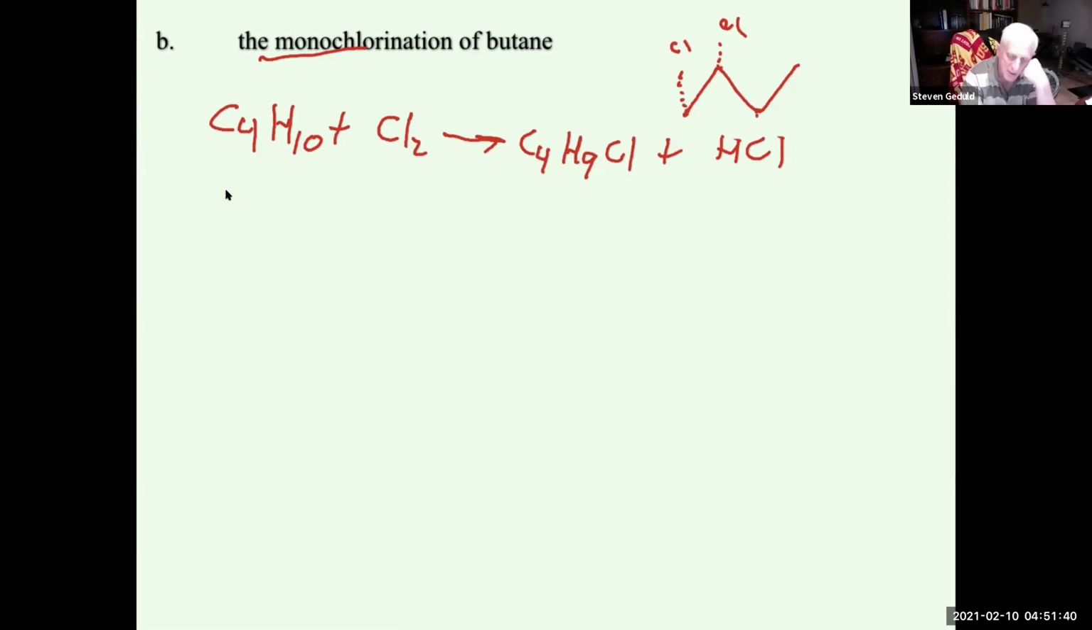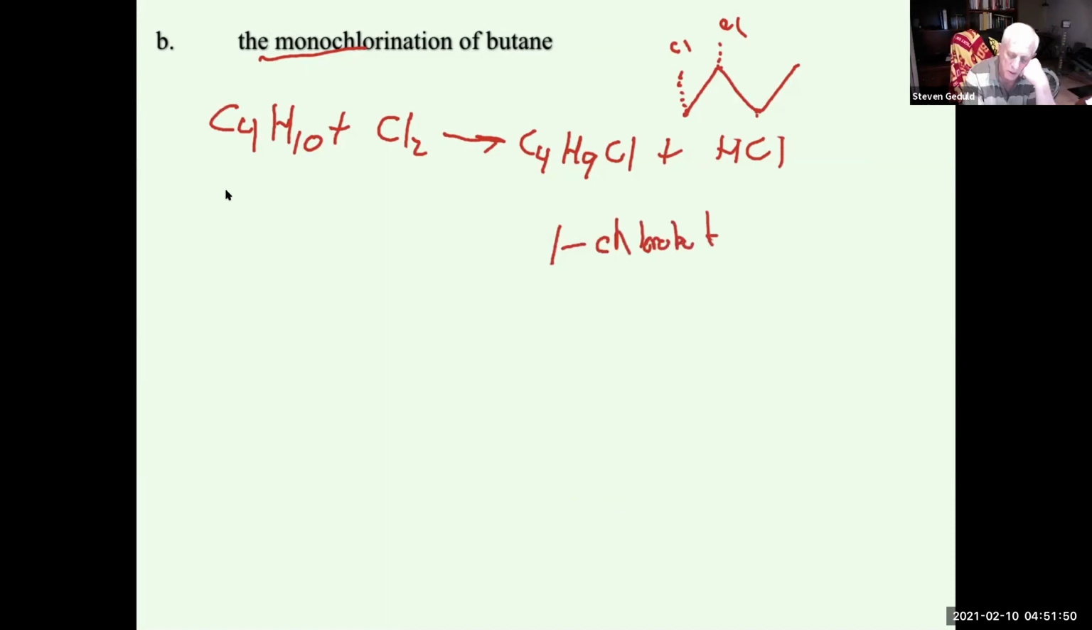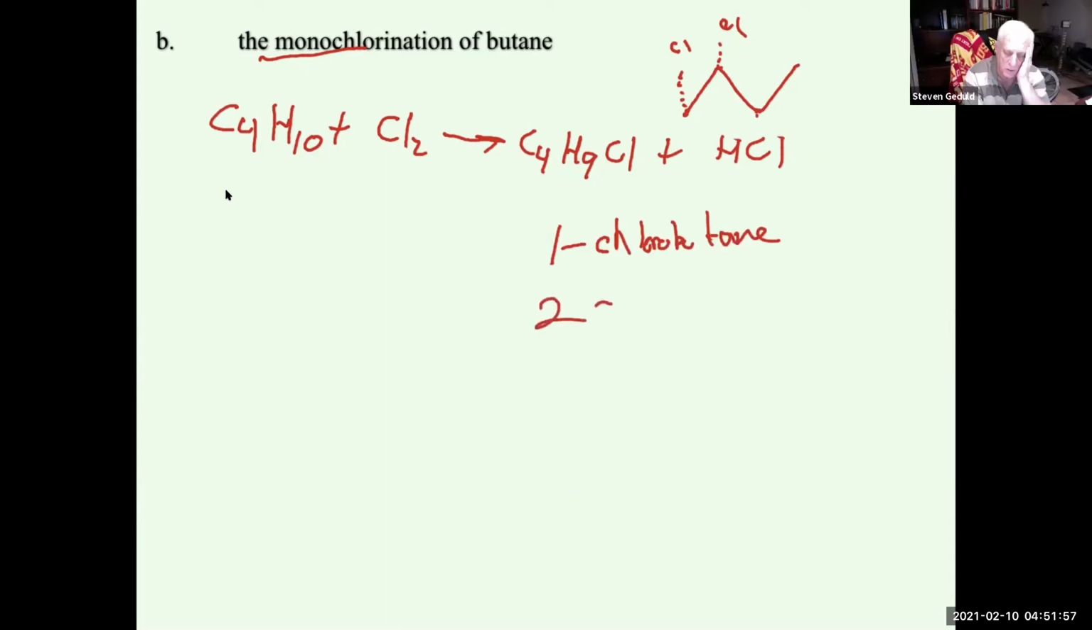So name it if it attached to the number 1 position. It would be 1 chlorobutane, or 2 chlorobutane. Those are your 2 possibilities.